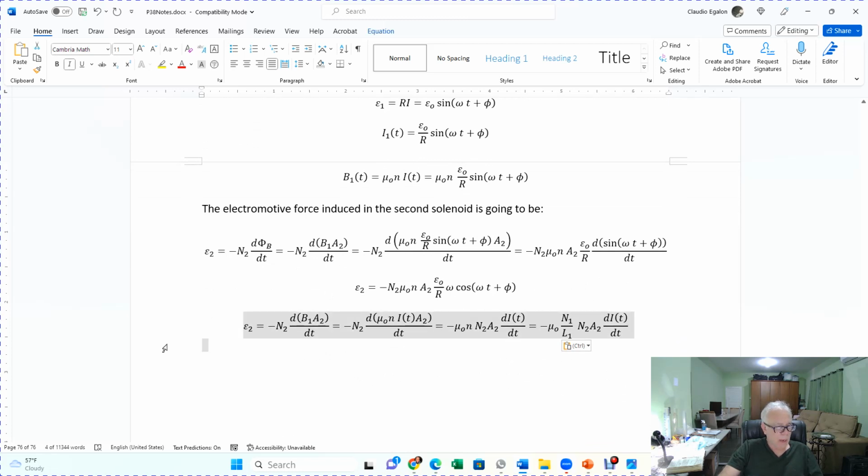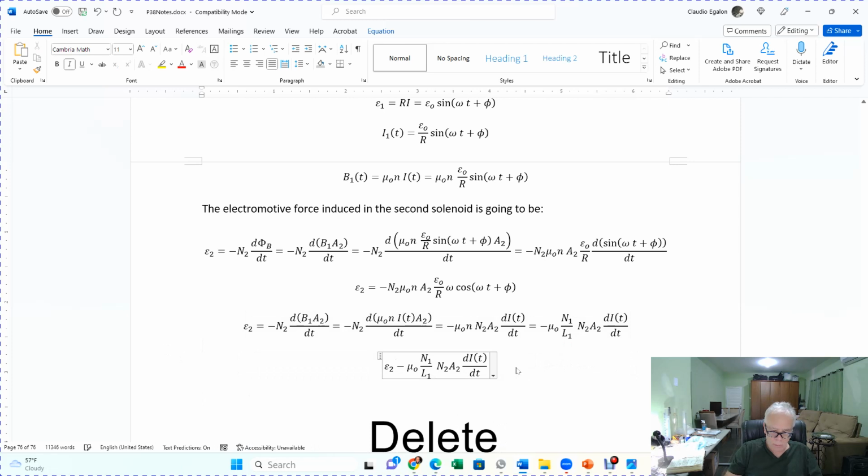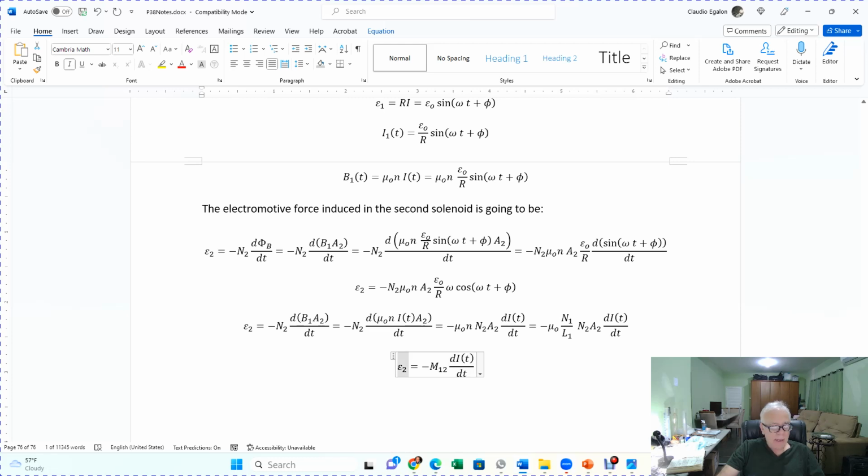So what we have here is the following. I'm going to write this equation, epsilon 2. I'm going to call this term here the mutual inductance between coils 1 and 2. And note that we now have the electromotive force on one side, a constant multiplying a derivative.